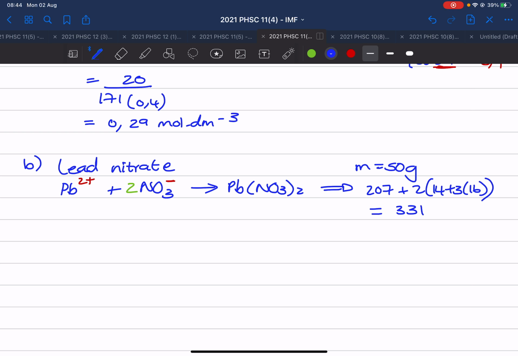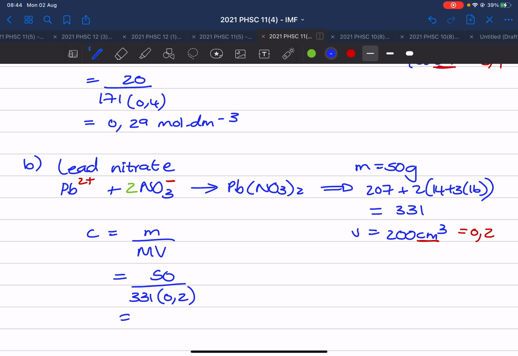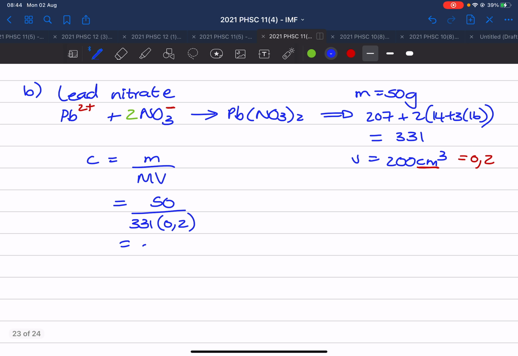Alright, and then they also tell us the volume there is 200 cubic centimeters. Again, we don't like that, so we must convert to 0.2. Okay, so concentration is mass over molar mass times volume. So the mass is 50, the molar mass is 331, and the volume is 0.2. And if you calculate that, you get 0.75 moles per decimeters cubed.